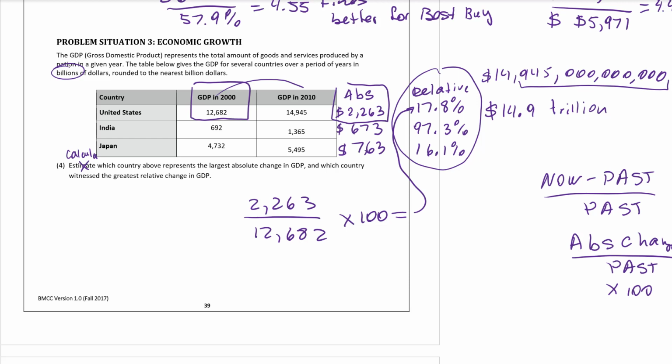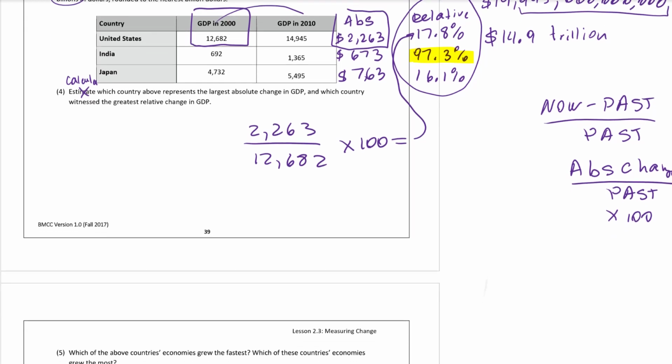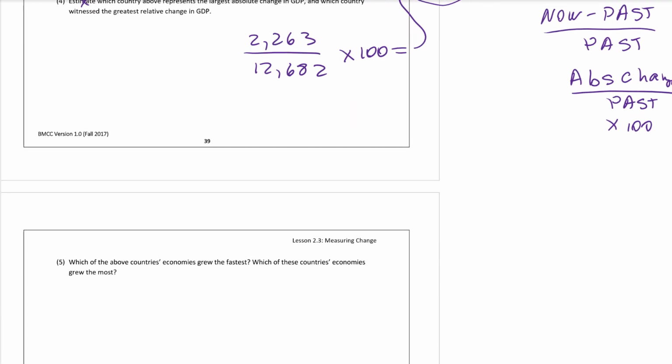As you can see, the United States has the largest dollar increase in GDP because it was already making lots of money to begin with, so the difference is also the largest. However, the relative change is not the highest for the United States, and India has a much higher change, partly because it started with a much lower amount. So when we're talking about which economies grew the fastest versus which one grew the most, these are the terms that we use.